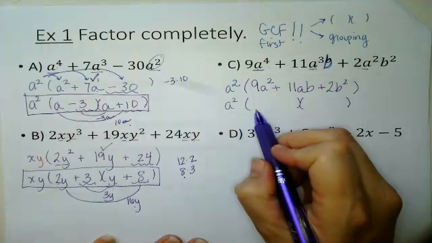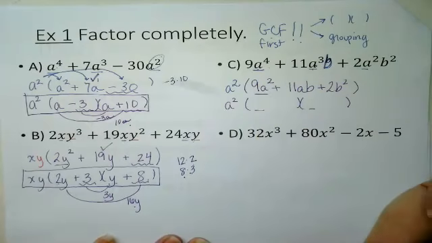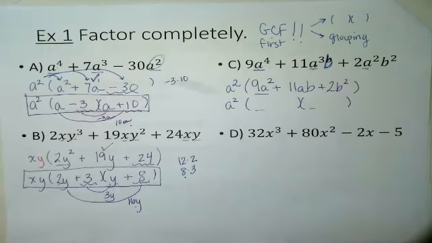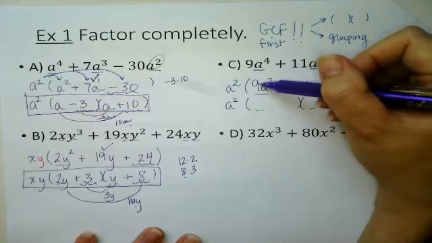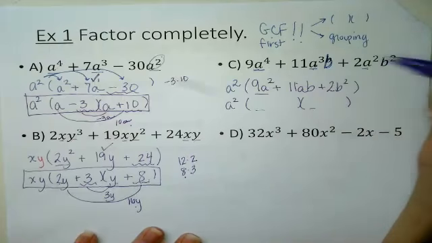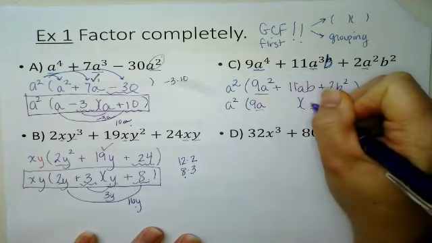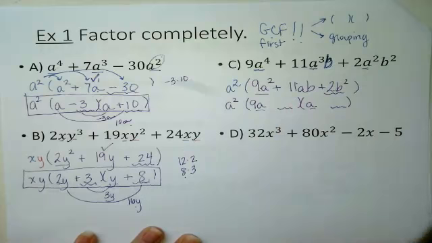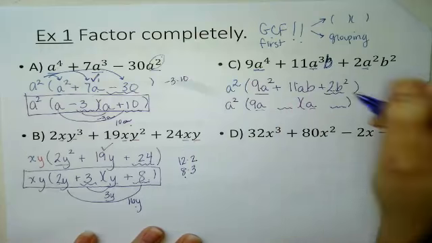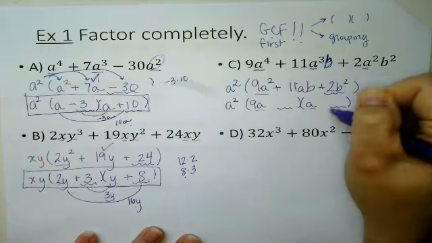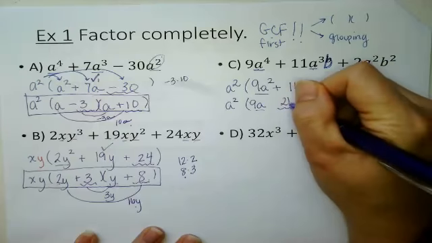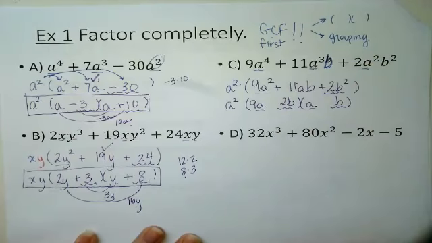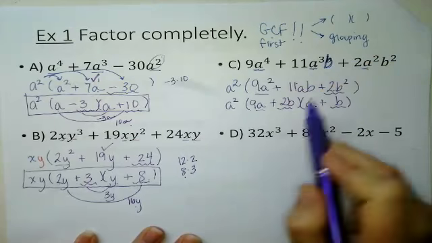So again, we want to think first times first has to be the first term. What times what is 9a squared? You can think 3a times 3a. That's usually a good choice. But I'm actually noticing right off the bat that 9 plus 2 gives me 11. So I'm actually going to keep it 9a times a is 9a squared. And then last times last has to be the last thing, 2b squared. I don't want the 2 over here because that would multiply with my 9. So I want the 2b on the inside times the b. So positive 2b and positive b.